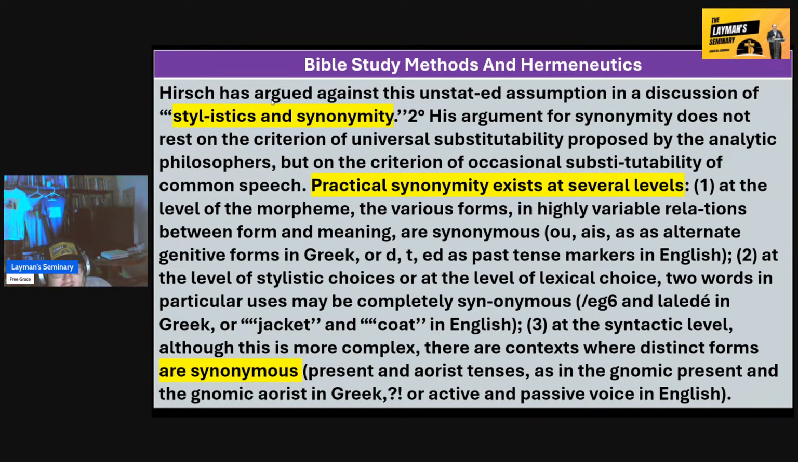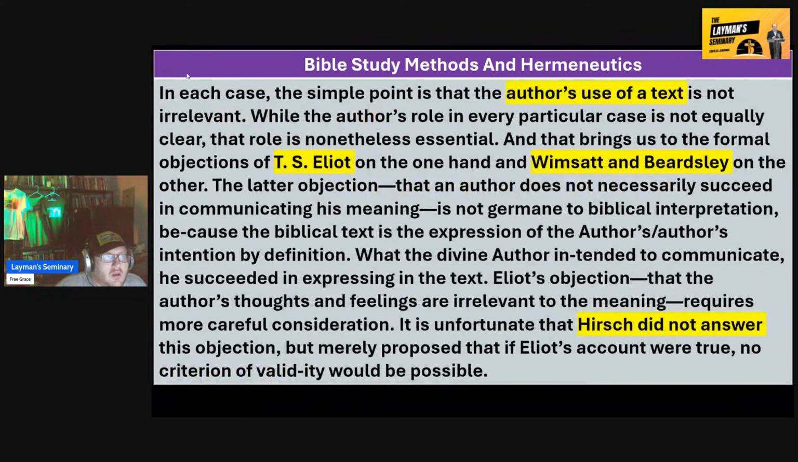Present and aorist tenses, as in the gnomic present and the gnomic aorist in Greek. So here he is already back then talking about the gnomic, both in the aorist and the present, that it's a timeless truth statement and not a reference to action and all of that, or active and passive voice in English. In each case, the simple point is that the author's use of a text is not irrelevant. While the author's role in every particular case is not equally clear, that role is nonetheless essential.